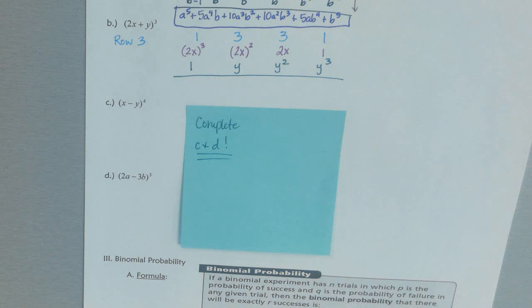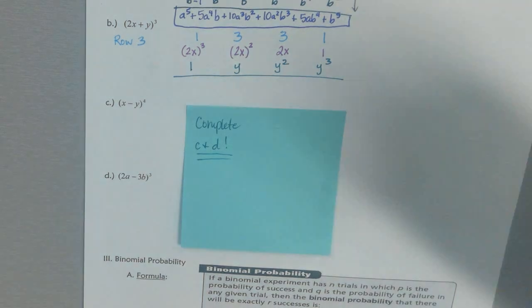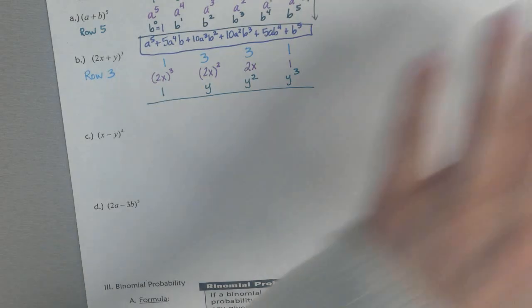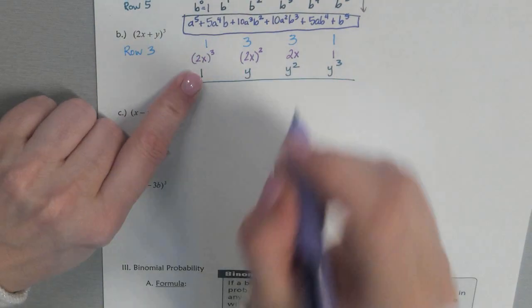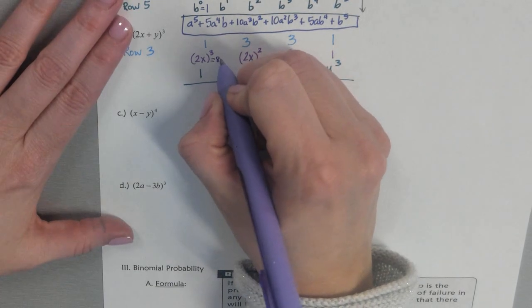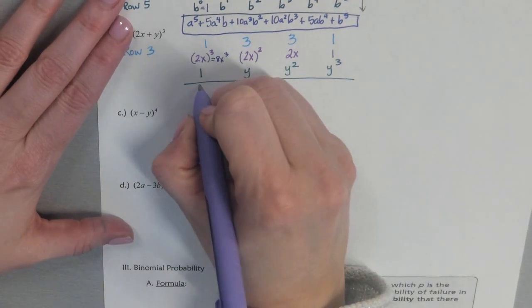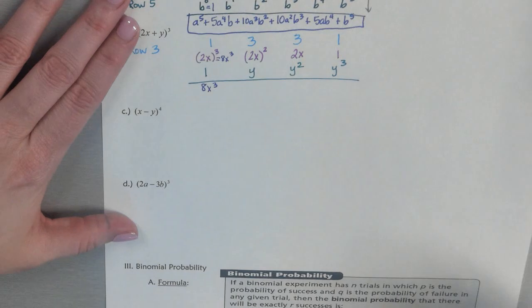So yesterday we did A, and then I let you guys do B with the reminder that you do have to make sure that you take the power into account. So if it's 2x cubed, remember it's 2x times 2x times 2x, so that's an 8x cubed. So 8x cubed is the first term.